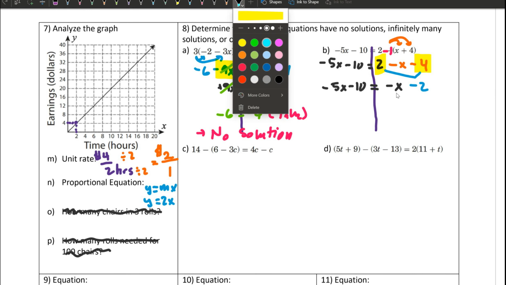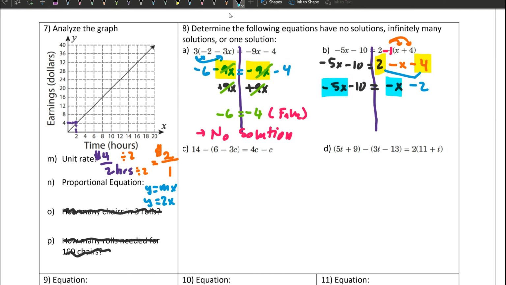Okay, similar to the last problem, when you have the variable on both sides, you need to bring one of them over. So you can either add x to both sides or add 5x. I like to bring the smaller number to the bigger one, so I will add 5x to both sides, because negative 5 is bigger than negative 1. That's why I move 5x over. So that will give us what? Negative 10 equals 1x minus 5x, which is negative 4x minus 2.